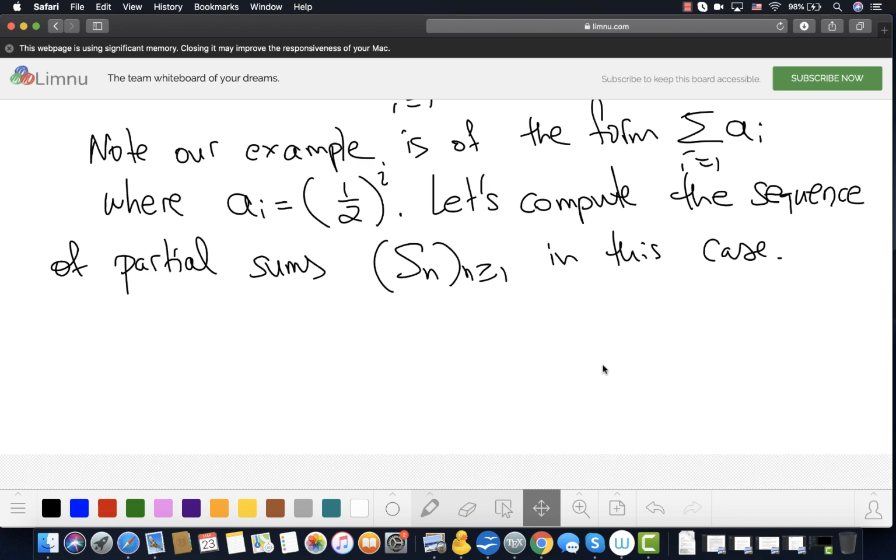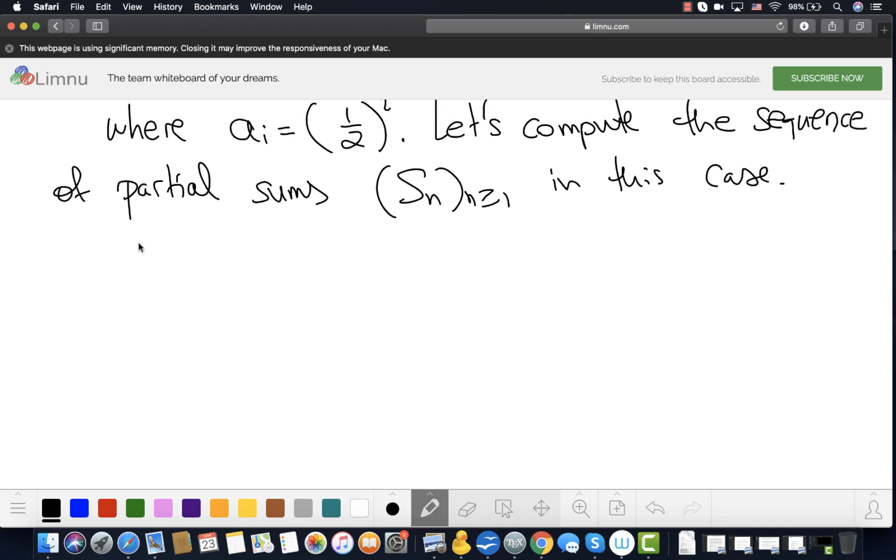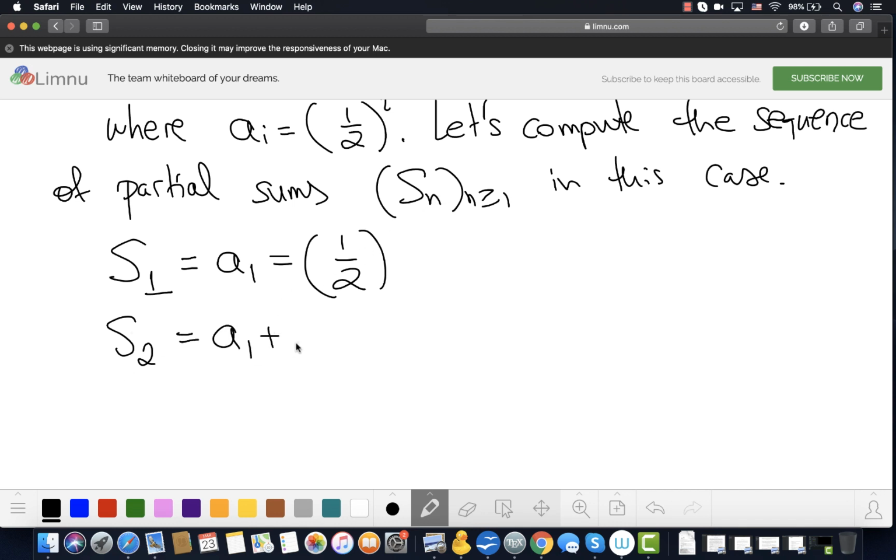Okay, so what is Sn in this case? Well, let's do one by one. So let's look at the first term. Partial sums just involving the first term, so S sub 1 is just the first term of the sequence, which is 1/2. By definition, the second term in the sequence of partial sums is summing up the first two terms, a1 plus a2. Okay, so I guess we don't really need parentheses here, since there's only one term, 1/2.